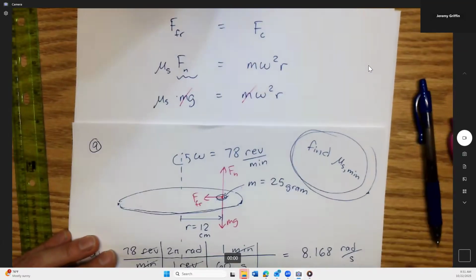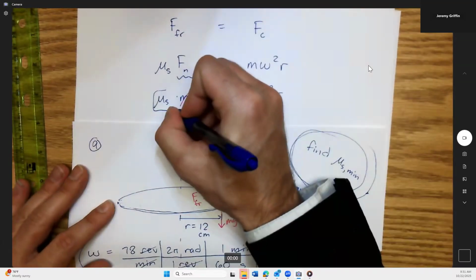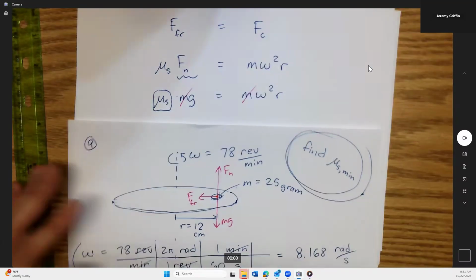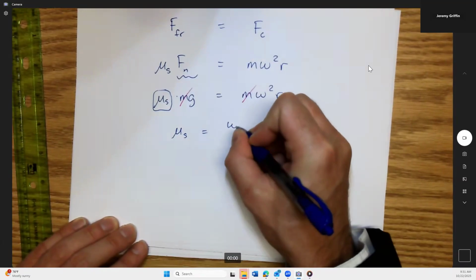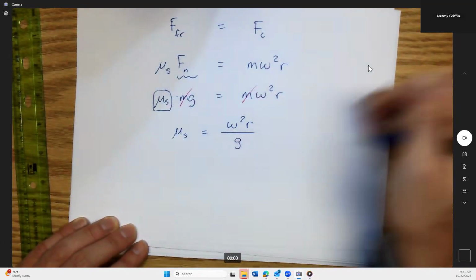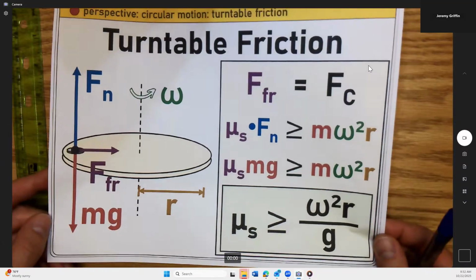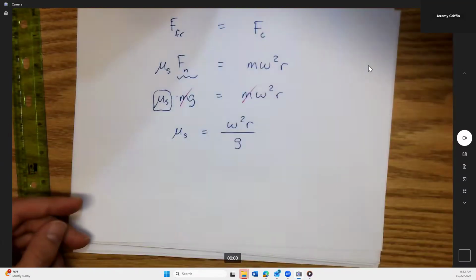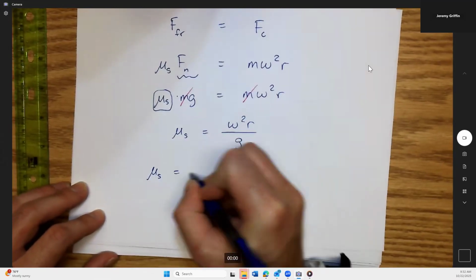It looks like we're solving in terms of variables. Actually, we're one step away from getting it in terms of variables. Yeah, divide by G. So your coefficient of static friction is that. Hey, that looks like the poster, doesn't it? Yeah. Plug some numbers in.